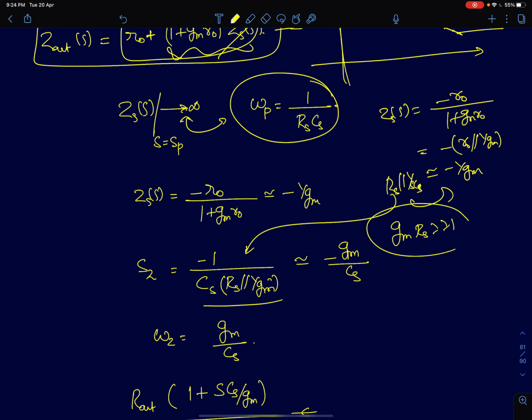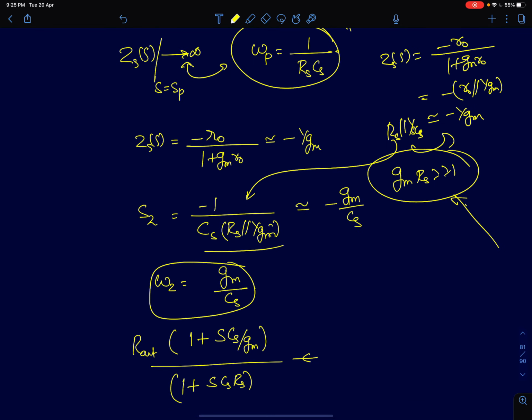Again, I'll make this approximation: GMRS is much greater than 1. Using that, I'll directly get the zero as minus of Gm by CS. This is a left half plane zero. So if I write it in radians per second, it will be just Gm by CS.